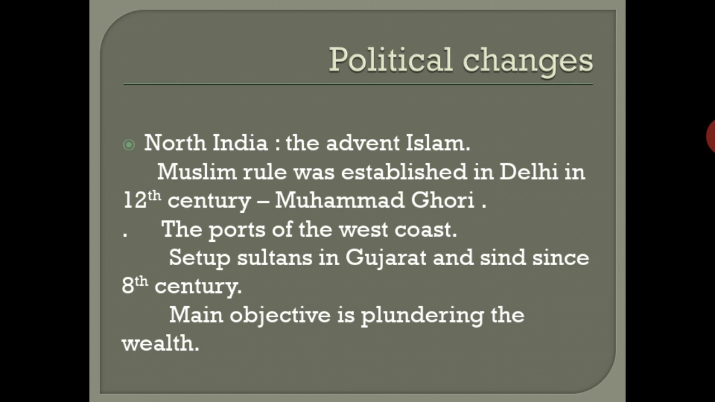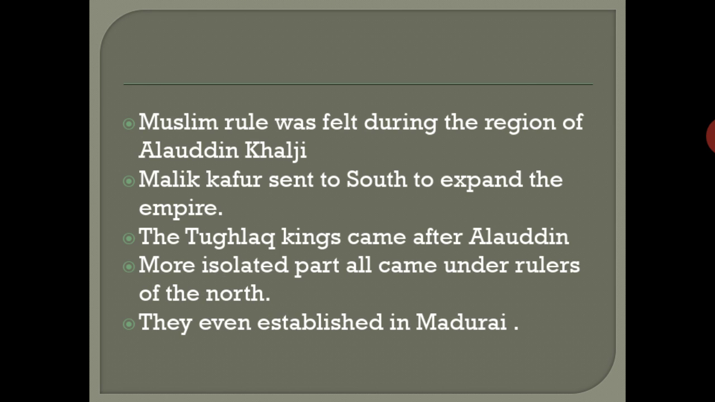During that period, Alauddin Khilji sent military campaigns to the south, and the primary objective was plunder and wealth. Actually, the main objective of the Muslims entering India was plundering. Alauddin Khilji sent his army to capture some places in South India.